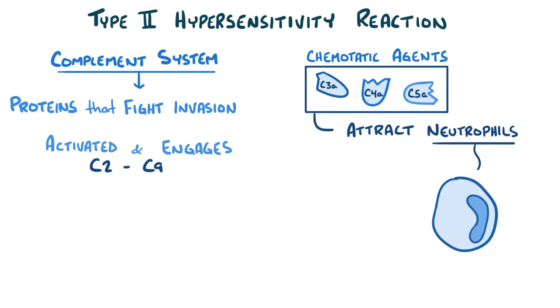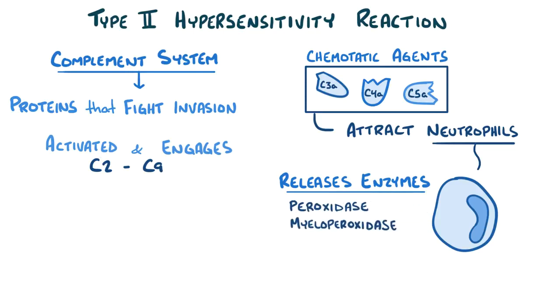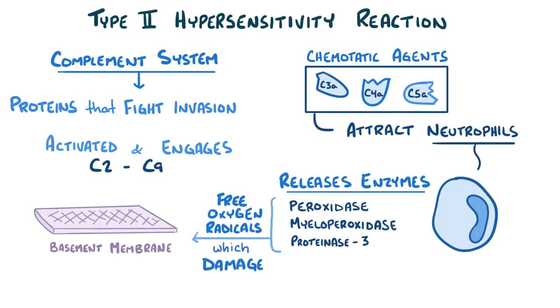Once neutrophils join the party, they dump a bunch of enzymes like peroxidase, myeloperoxidase, and proteinase 3, which all cause free oxygen radicals to form, which damage the basement membrane as well as the nearby endothelium and the underlying organ itself.